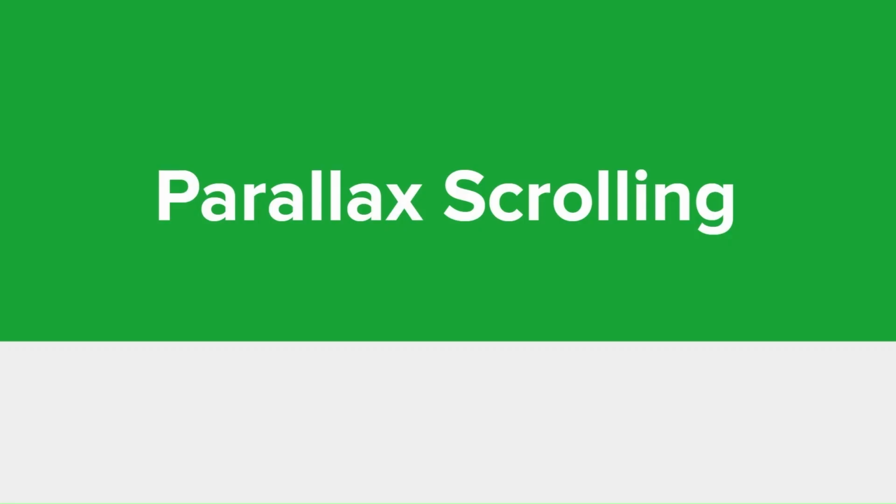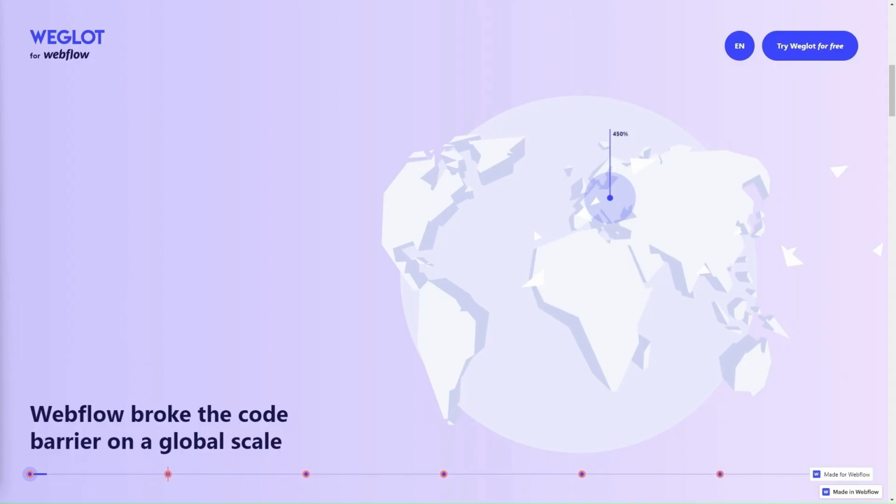Next up, we have parallax scrolling. Parallax scrolling is a design technique that creates the illusion of depth by moving the background of a web page at a different speed than the foreground. A really good example is Weglot's website for Webflow. Weglot expands the reach of Webflow and lets designers create multilingual sites without having to know another language.